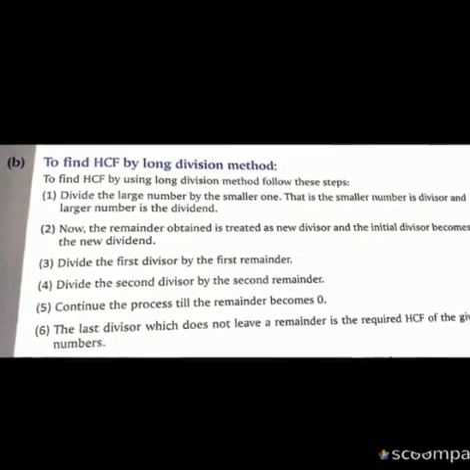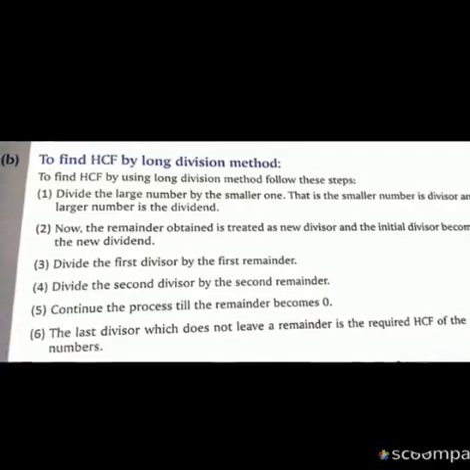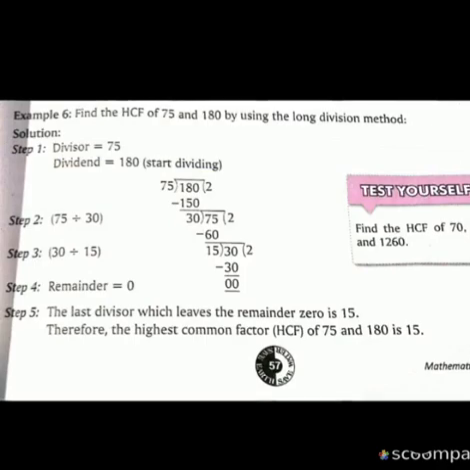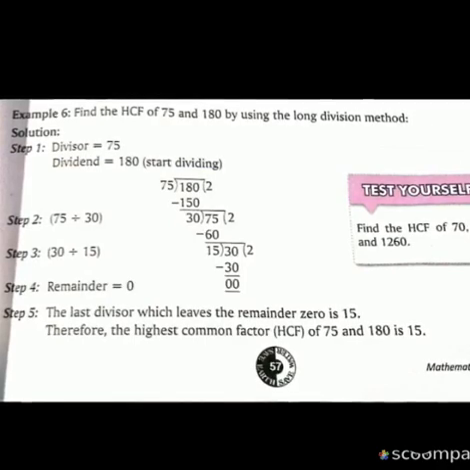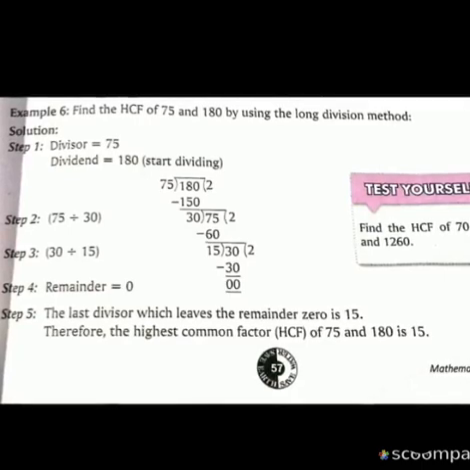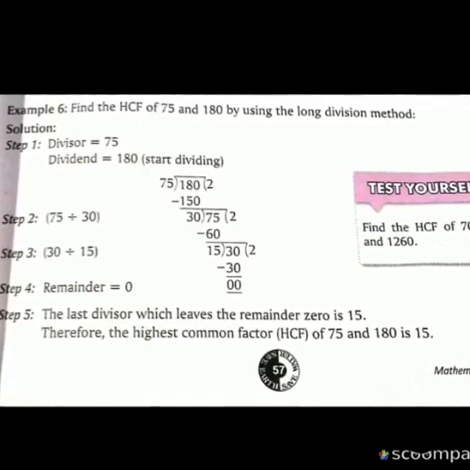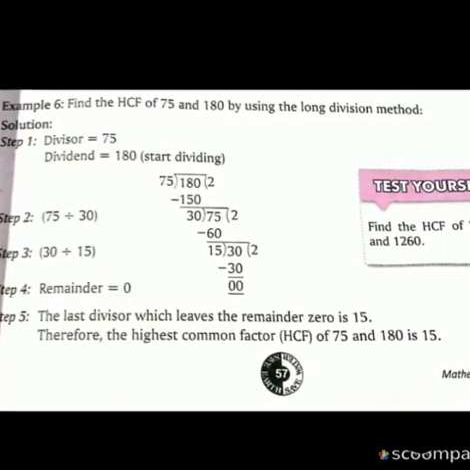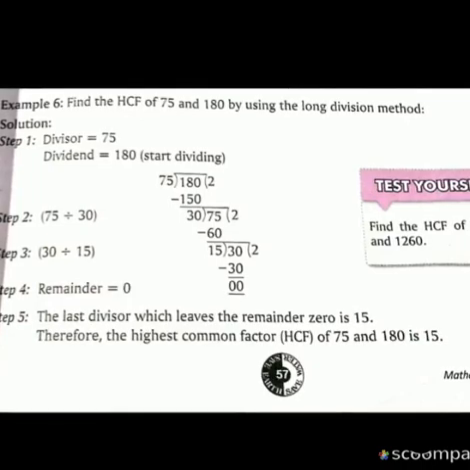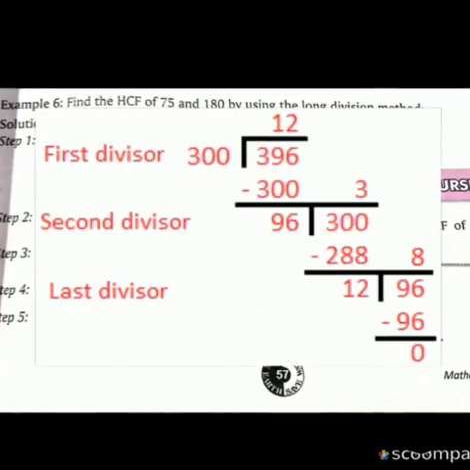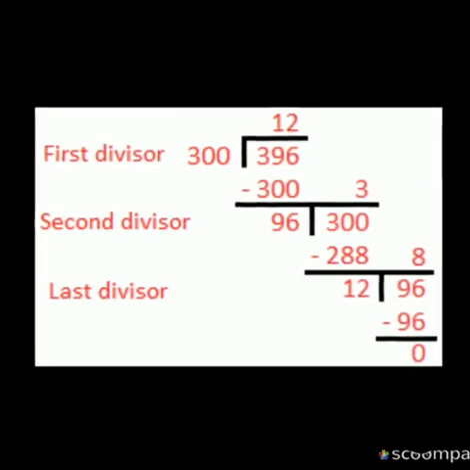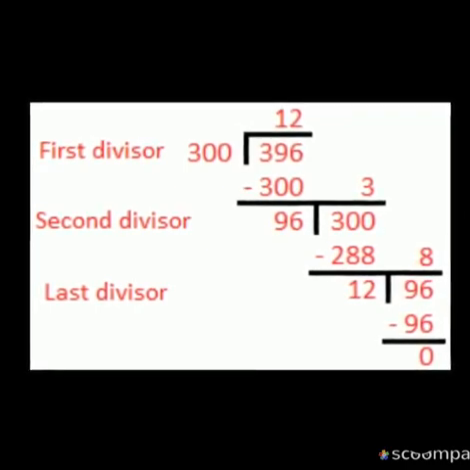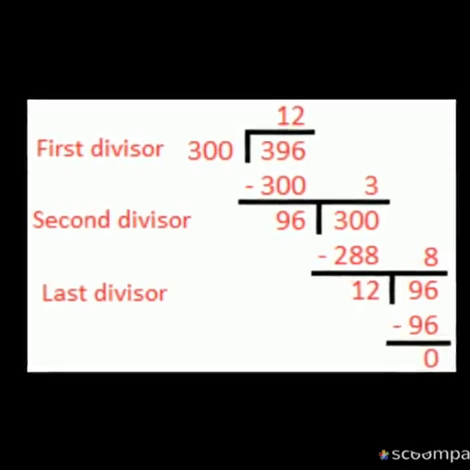To find HCF by long division method, you need to follow these steps. First one, divide the large number by the small one, which means the small number is divisor and the large number is dividend. Now, remainder obtained is your new divisor and the initial divisor becomes your new dividend. Divide the first divisor by the first remainder. Divide the second divisor by the second remainder and continue this process till remainder is 0. The last divisor, which does not leave any remainder, is the required HCF of the given numbers.